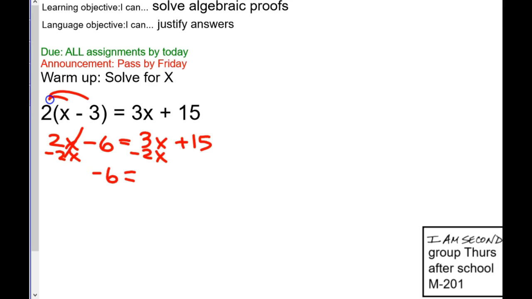Sorry. 3x minus 2x is what? So we brought down -6. 3x minus 2x is a 1x, or just x. Bring down 15. And then to get rid of the plus 15, what do we do? Minus 15. You can put 1x, but in the end, it's the same thing as just x. -6 minus 15 is -21. And that's it. Okay?